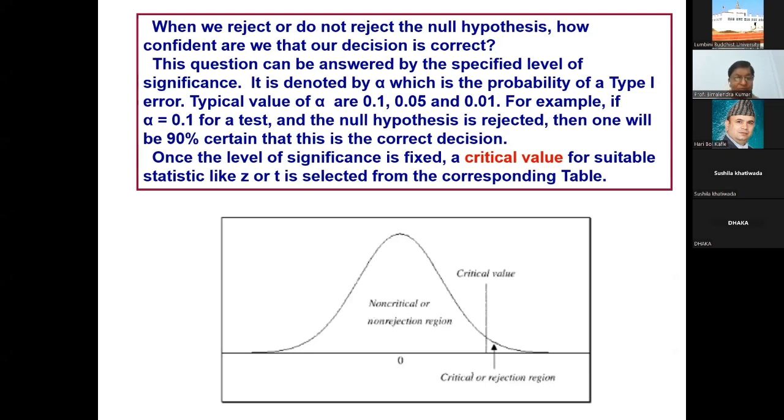So we can see how this hypothesis can be tested or validated. This is only through anthropological or sociological studies, when they are being tested; through this we can judge it. Once the level of significance is fixed, a critical value for a suitable statistic like Z is selected from the corresponding table.